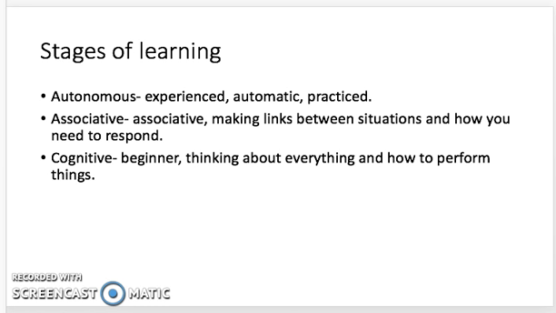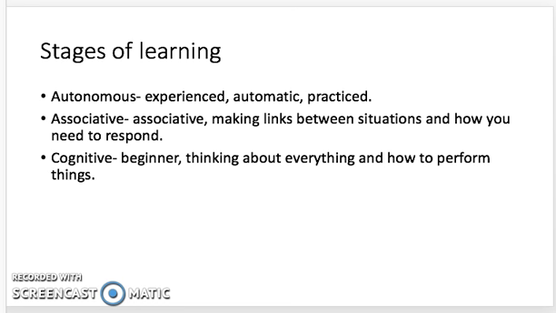There are stages of learning: autonomous, associative, and cognitive. Autonomous would be, for example, at a professional level like Andy Murray. He's very experienced and very practiced, which means that he is an autonomous learner because he responds to situations and playing the game is just automatic, and he doesn't have to think about it. He can just do it because he's so practiced.